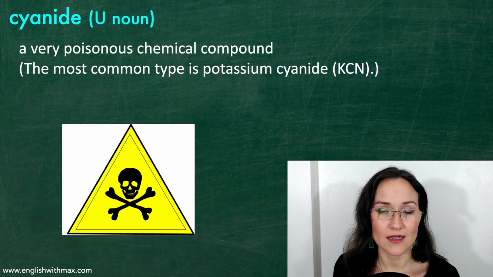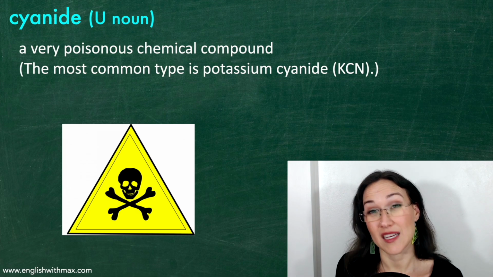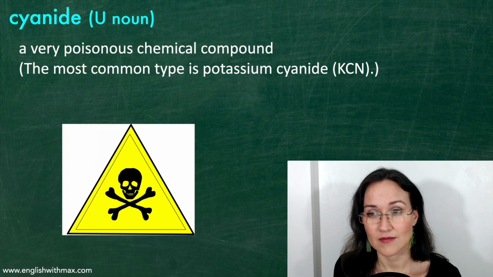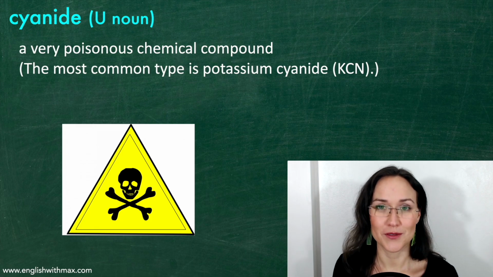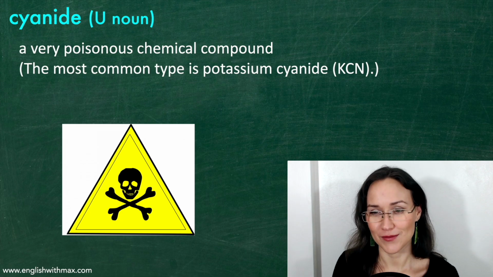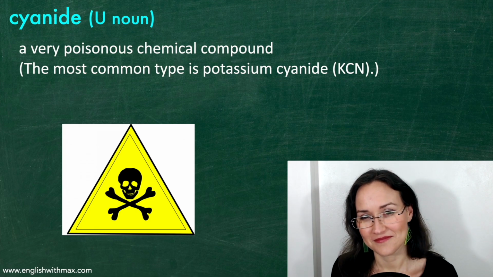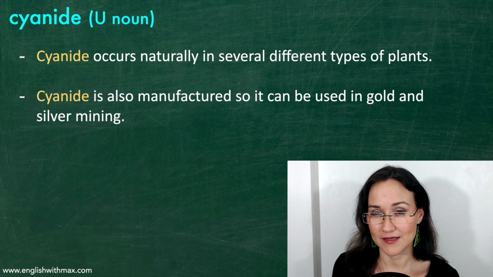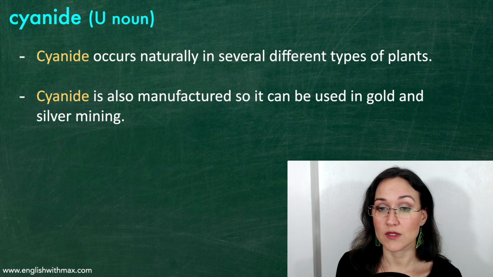The next word is cyanide. Cyanide. It's an uncountable noun. Cyanide is a very poisonous chemical compound. The most common type is potassium cyanide, KCN. Don't worry, you don't need to know chemical formulas for the TOEFL. That's mainly for those of you who have studied chemistry or are interested in chemistry. Cyanide occurs naturally in several different types of plants. Cyanide is also manufactured so it can be used in gold and silver mining.